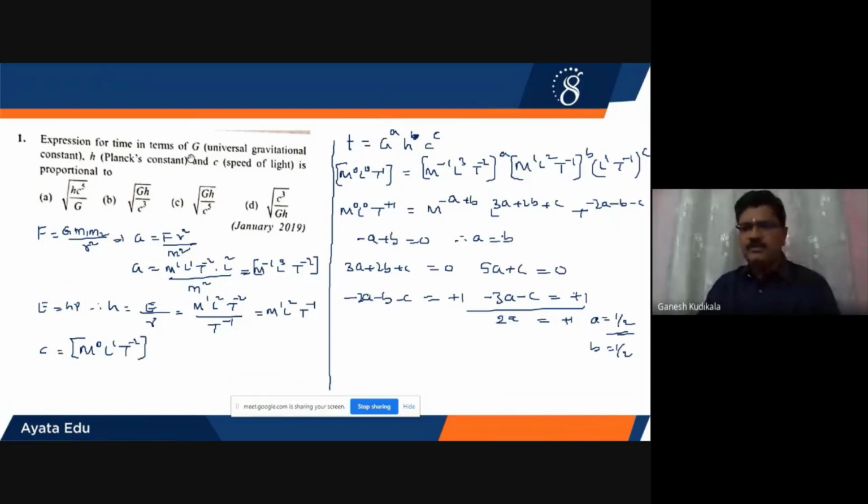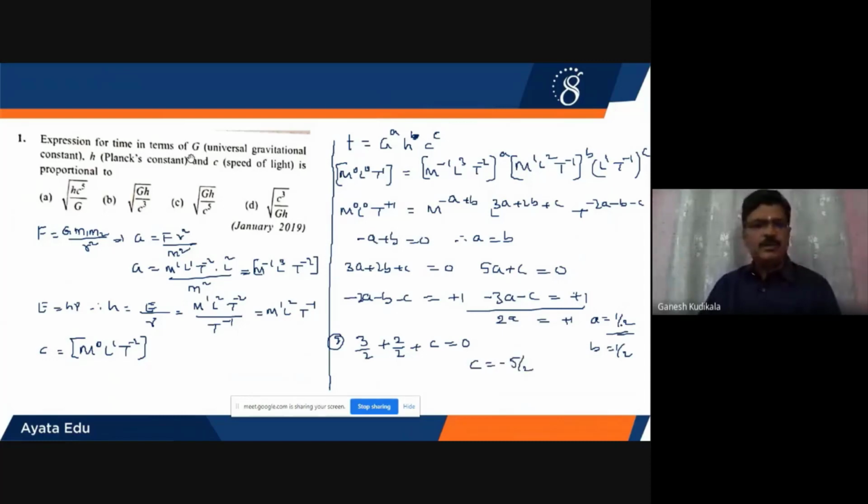Next is C, we have to find out. Let us take the help of the second equation or even the third equation. If I am using the second equation, 3a, 3 by 2, a is 1 by 2, plus 2b, b also 1 by 2, plus c will be equal to 0. So 3 by 2 plus 1 will be equal to 5 by 2. Therefore, c will be equal to minus 5 by 2.